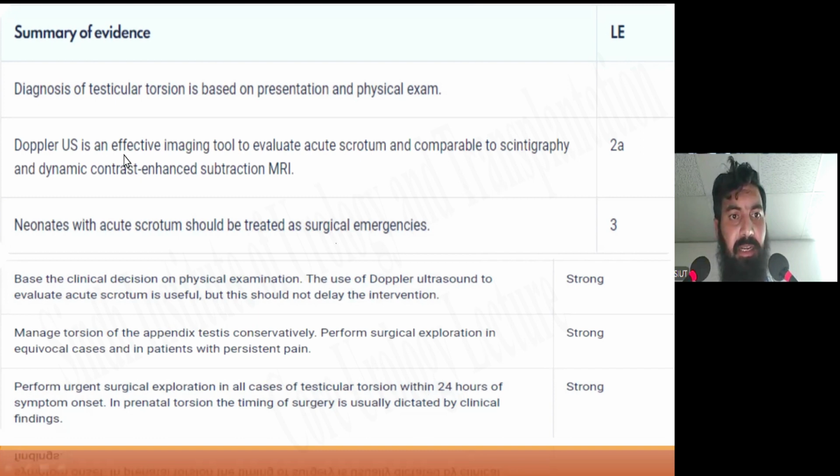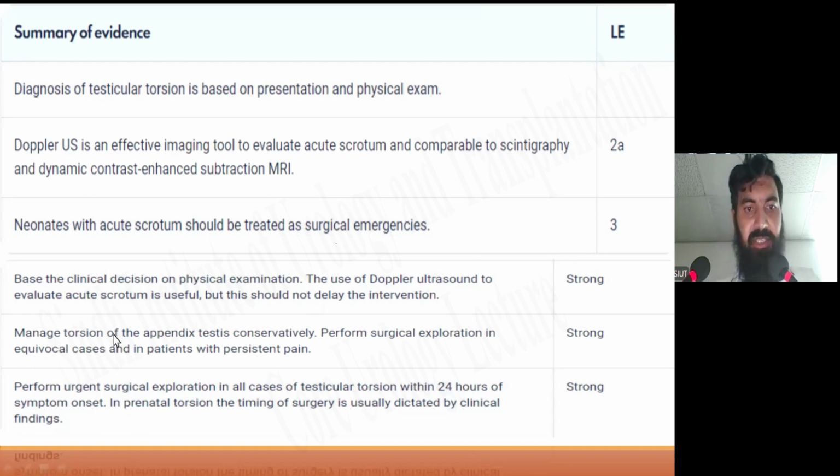This is true evidence: Doppler ultrasound is an effective imaging tool to evaluate the acute scrotum and is comparable to scintigraphy and dynamic contrast-enhanced subtraction MRI. Neonates with an acute scrotum should be treated as a surgical emergency. Base the clinical decision on physical examination. The use of Doppler ultrasound to evaluate the acute scrotum is useful, but it shouldn't delay the intervention. Strong recommendation.